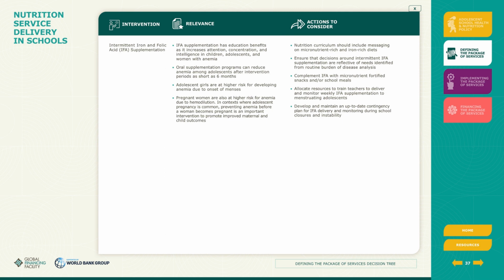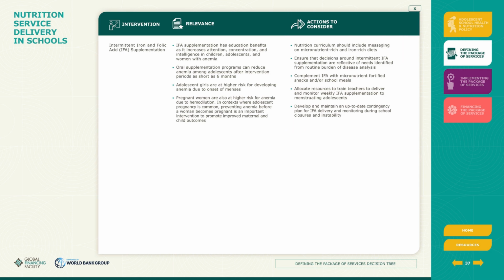By using the tool as a guide, you are easily able to identify possible activities to support or complement a component on school health and nutrition within the new investment. These include developing or strengthening the nutrition curriculum to include messaging on micronutrient-rich and iron-rich diets, complementing IFA with micronutrient-fortified snacks and/or school meals, allocating resources to train teachers to deliver and monitor weekly IFA supplementation to menstruating adolescents, and developing and maintaining an up-to-date contingency plan for IFA delivery and monitoring during school closures and instability.